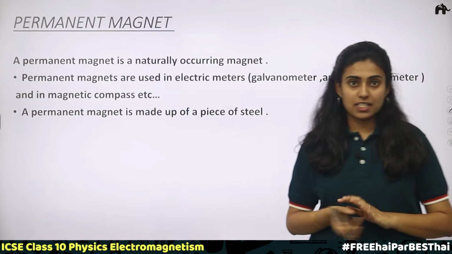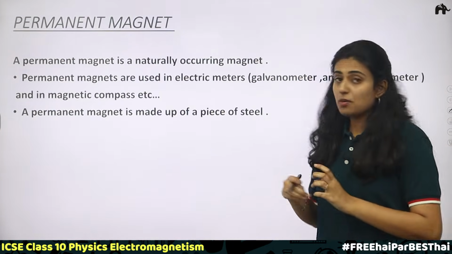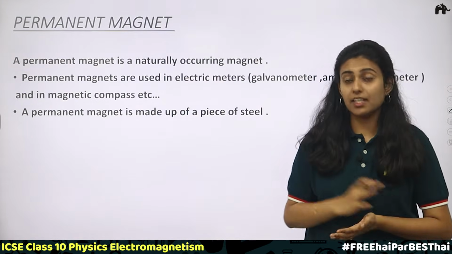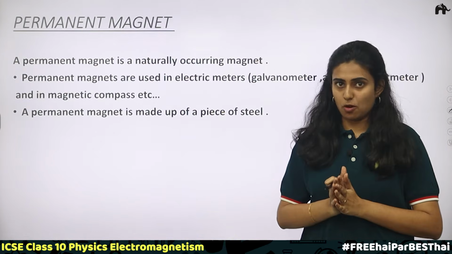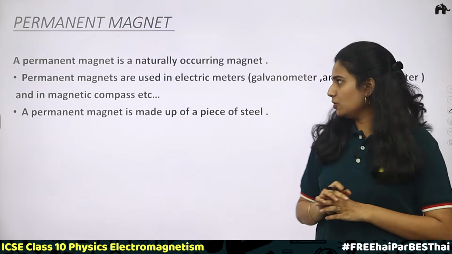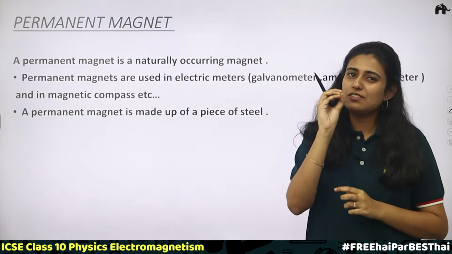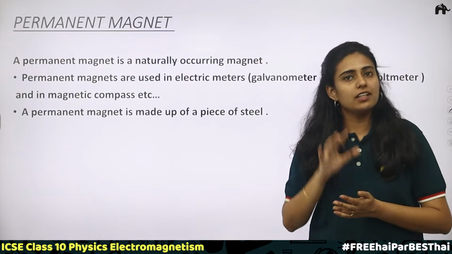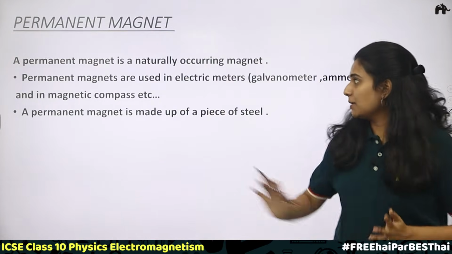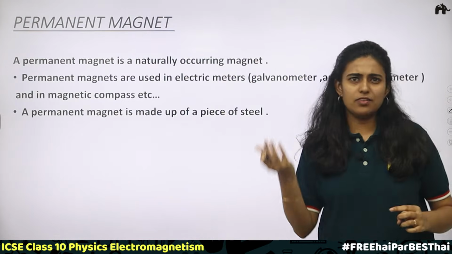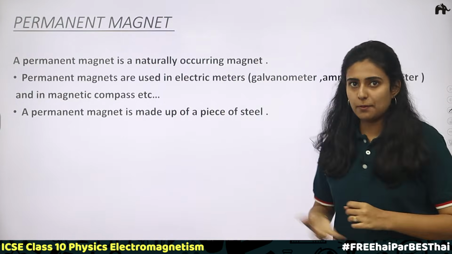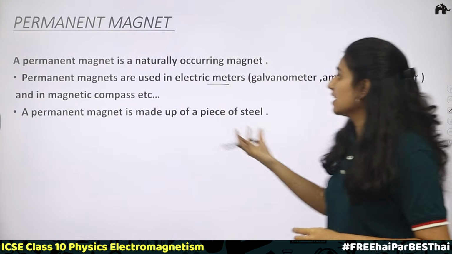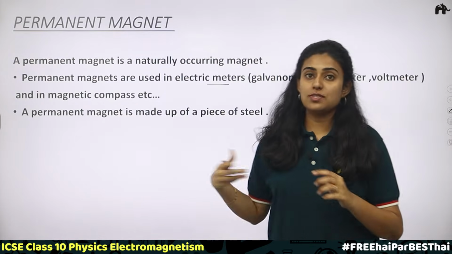What are permanent magnets? We have discussed temporary magnets, and how electromagnets act as a temporary magnet. Using a soft iron, we can make an electromagnet which is a temporary magnet. It cannot retain its magnetic property once the flow of current stops, or only for a very short period of time. Now, permanent magnets are naturally occurring magnets. That is, they have the magnetic property always. The magnets that we are using, the simple bar magnet, are examples of permanent magnets. Permanent magnets are used in electric meters, galvanometer, ammeter, voltmeter, and in magnetic compass.